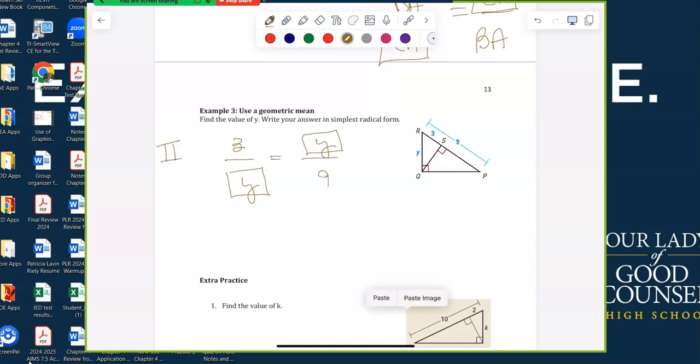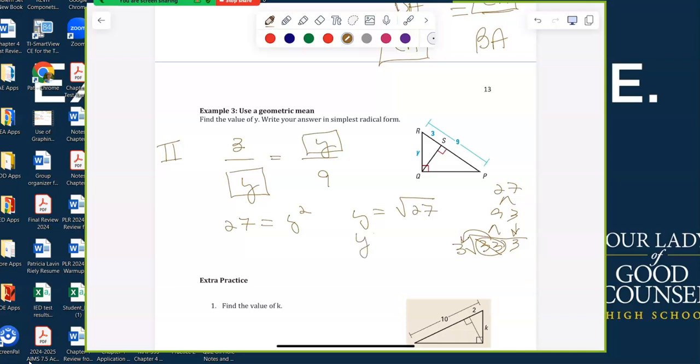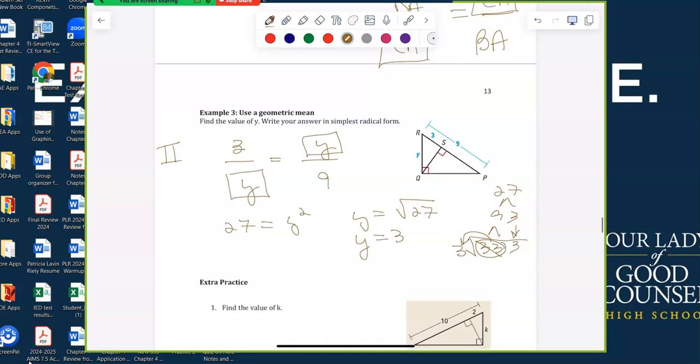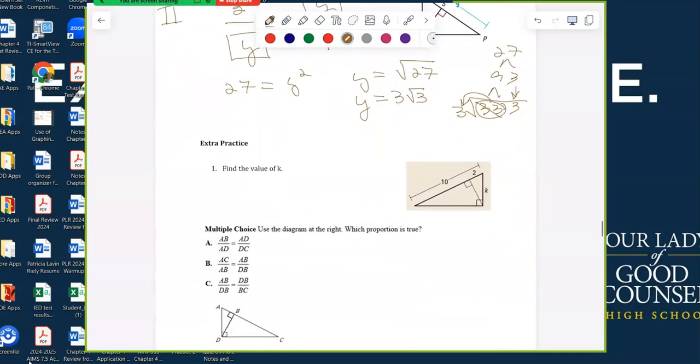So 3 times 9, cross products, 27 equals y squared. Y equals radical 27, and you know how to break this up into 9 times 3, 3 times 3, bring down your 3, put everything under a radical, circle your pair. If it's circled and comes out, it's no longer in. So I'm finding that y, which is the leg, is equal to 3 radical 3. Okay? Let's do another one.